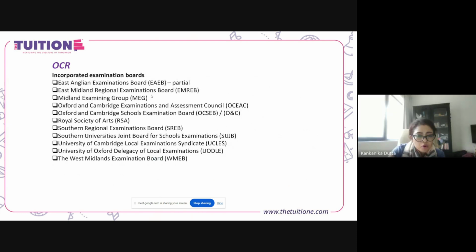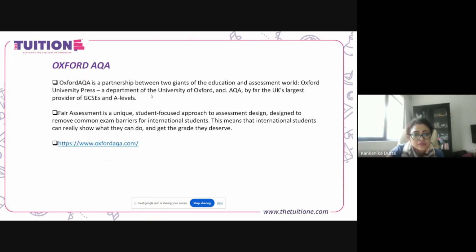So these are the boards. If you see, these are all boards which are there in the UK. These are the West Midland Board, Oxford Delegates. These are all UK boards. So under OCR, these are the different boards. Okay. So then we come to Oxford AQA.